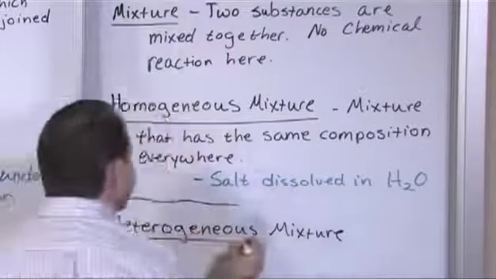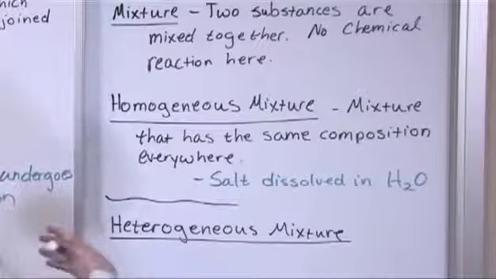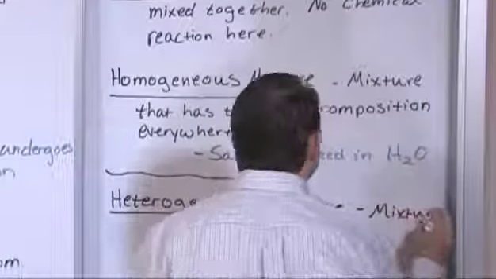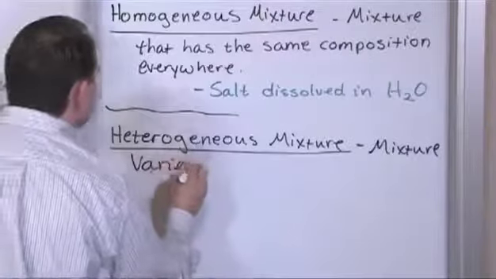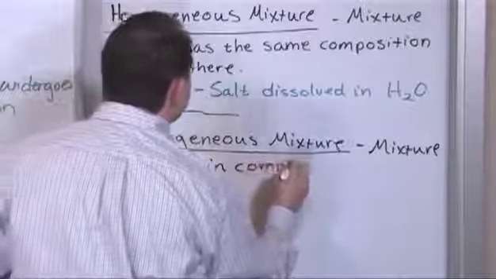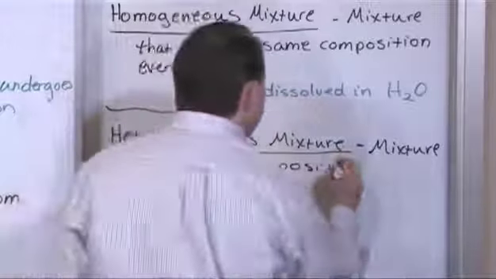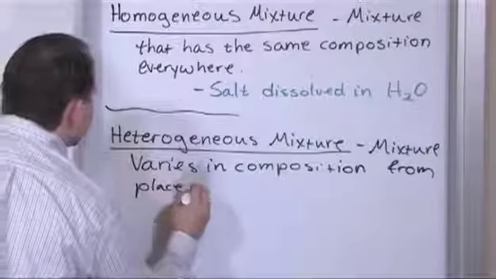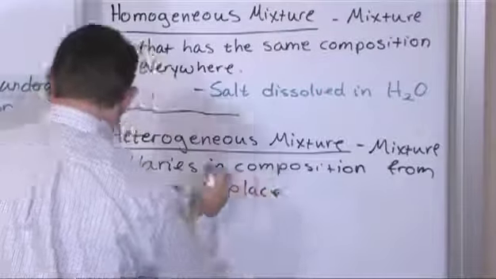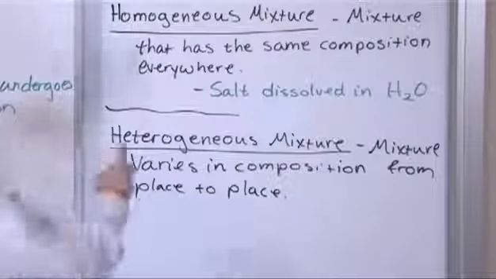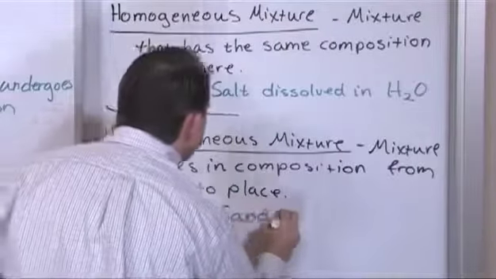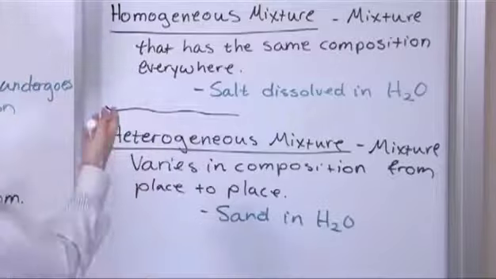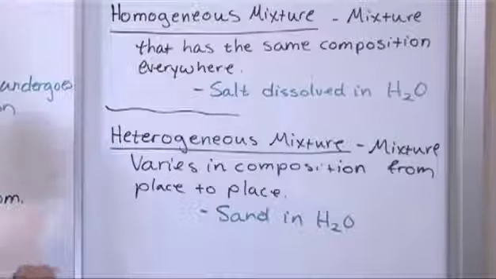Right? And so from this example, you probably should be able to figure out hetero means different. So what this means is that the mixture varies in composition from place to place. Okay, and the example that we just talked about is sand in water. Yeah, you can mix it up really well and it'll look pretty good, but after 5 minutes that sand is going to settle to the bottom, so that's heterogeneous.